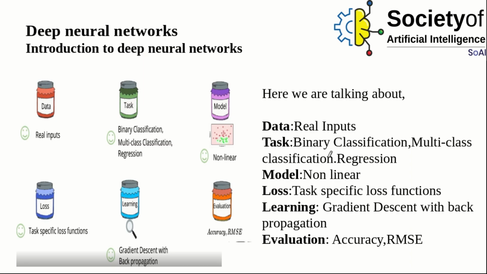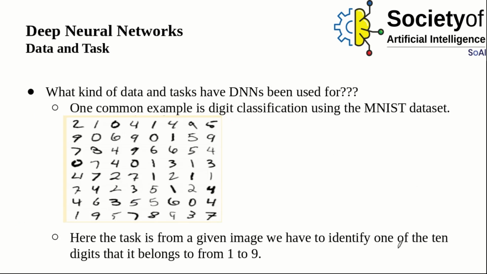So let's begin this video from the introduction to deep neural networks. Let's see the six jars. Here, the data has the real inputs. The task is that of binary classification, multi-class classification, and regression. We will be discussing these terms later in the video in detail. The model is non-linear. The loss function has a specific task defined for it. The learning algorithm will be gradient descent with back propagation, and the evaluation criteria is accuracy and RMSE.